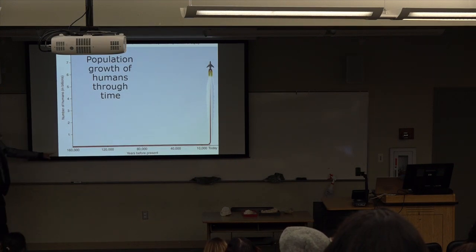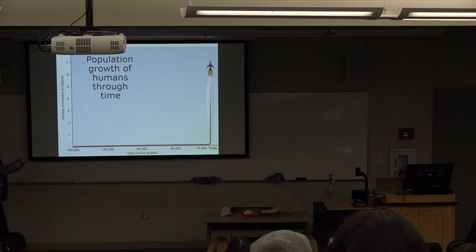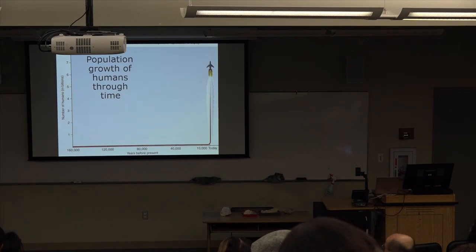So here's 160,000 years ago, 120, 80,000, so forth. Here's billions of people coming up this way. If you plot it, it's not even a curve. That's human population growth right there. In other words, it's absolutely unprecedented. Never in the history of life on Earth has anything gone up as fast as the number of human beings are going.